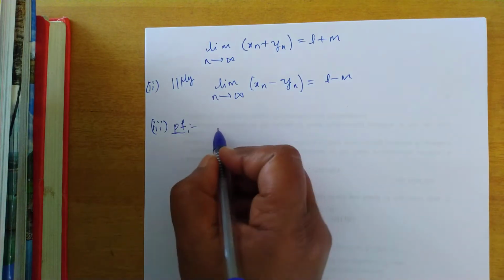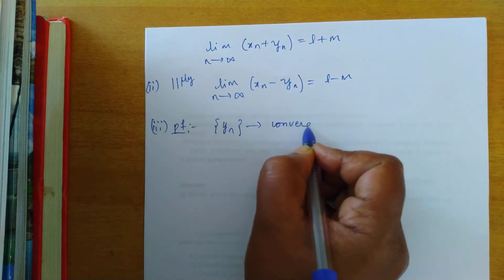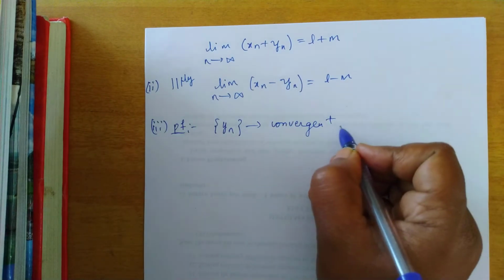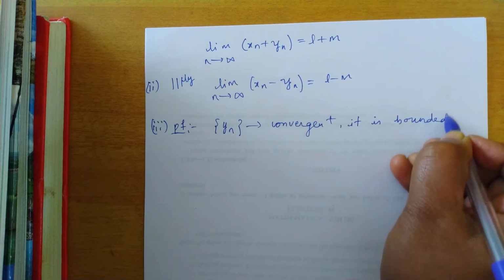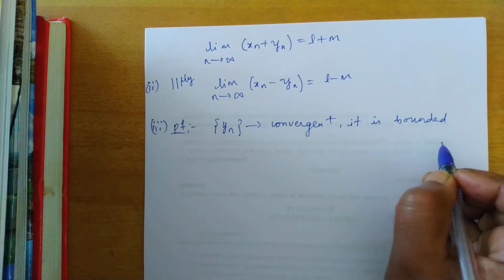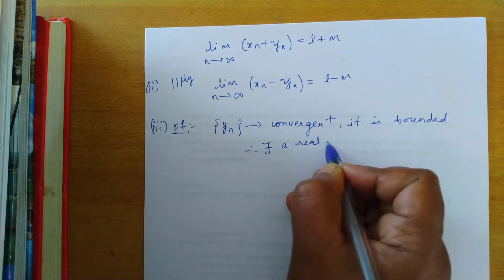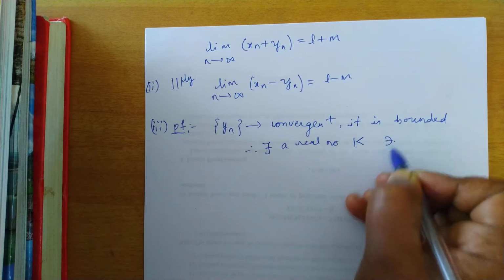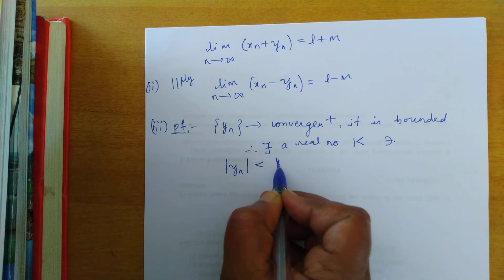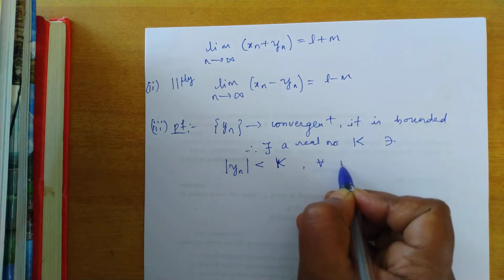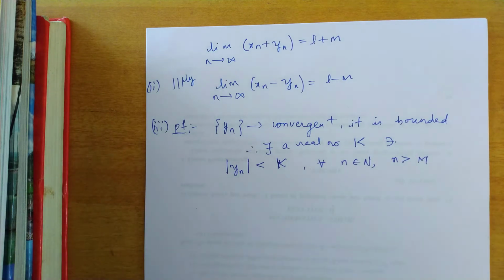Since we know that yn is a convergent sequence, yn is convergent. If it is convergent, it is bounded. Therefore, there exists a real number K such that modulus of yn is less than capital K, for all n belonging to N and n greater than M.